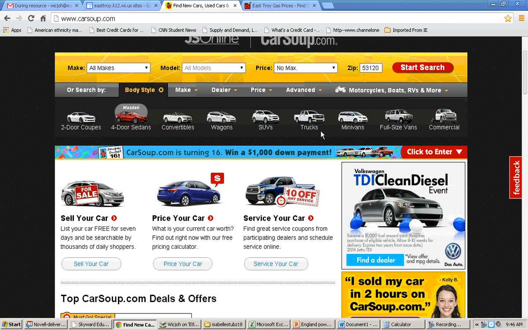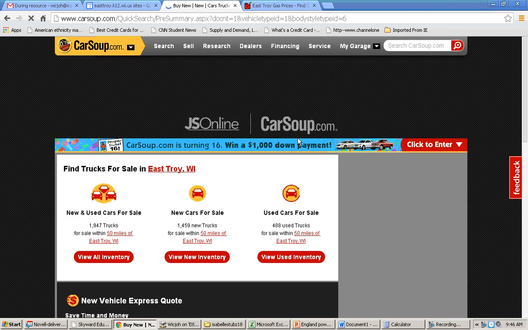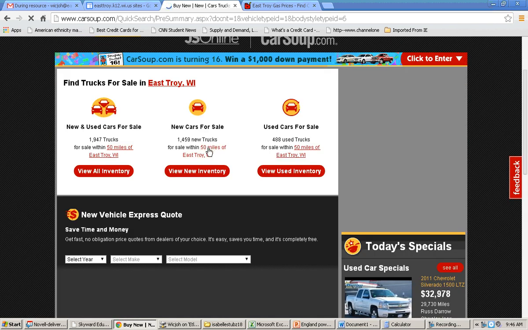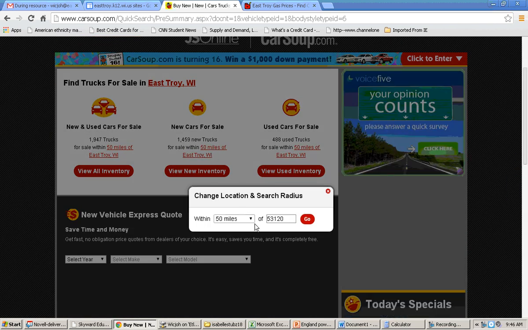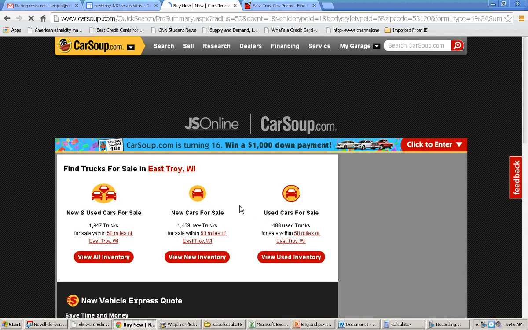You can pick from many different things. Let's say I wanted to have a truck. I could go in and find my truck prices. And within 50 miles of East Troy, you can see all the trucks that are out there.